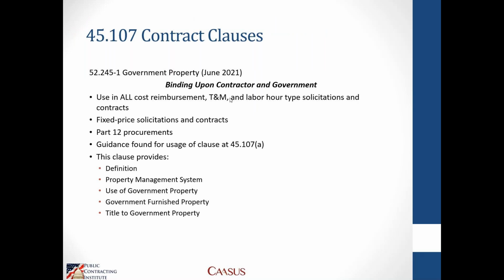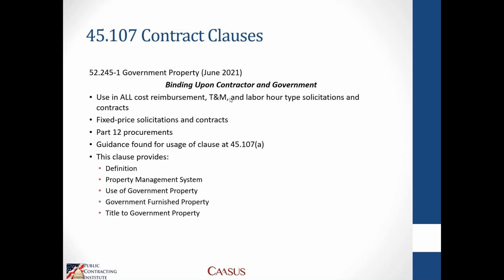So let's talk about contract clauses. If there is a requirement for government property on a contract, or if there's the potential for contractor acquired property to be on a contract or property to be furnished at a later date, you're typically going to find your basic government contract property clause in that contract award. And that's your 52.245-1 clause. And this clause is binding upon both the government and also the contractor.